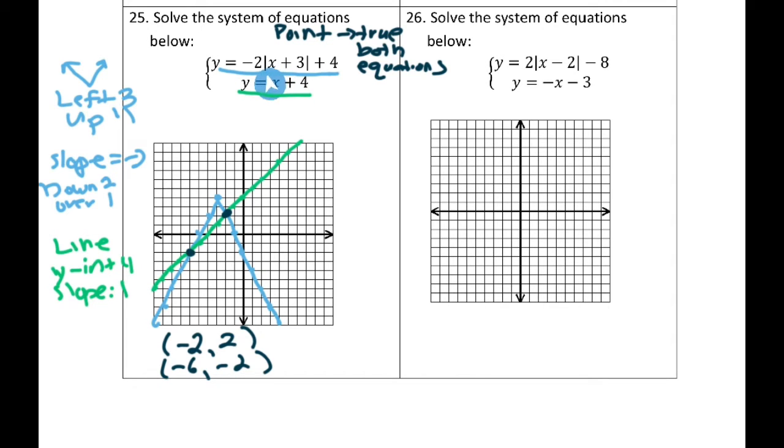So if I plug in -2 in my first equation, -2 plus 3 is 1, times -2 is -2, plus 4 is 2, which is what I should get out. -2 plus 4 is 2. And I should get the same thing if I plug in -6, I should get out -2. So -6 plus 3 is -3. Absolute value of -3 is +3, times -2 is -6, plus 4 is -2, which is what we should get. And then -6 plus 4 is also -2.